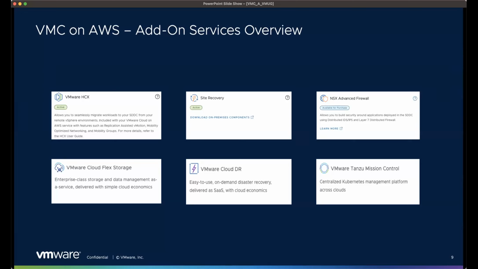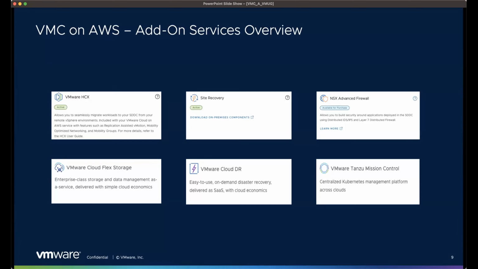NSX Advanced Firewall. So again, NSX is part of every VMC deployment, but there are some advanced or additional features that are only accessible with this product add-on. Most notably, this is the identity firewall, commonly used in VDI projects, or for example, the distributed IDS/IPS, right? All the other services, distributed firewalling, gateway firewalls, distributed routing, VPN, NAT, etc. All of these are included by default.